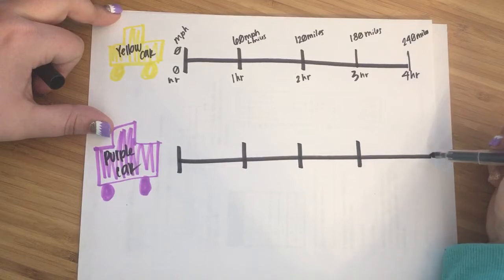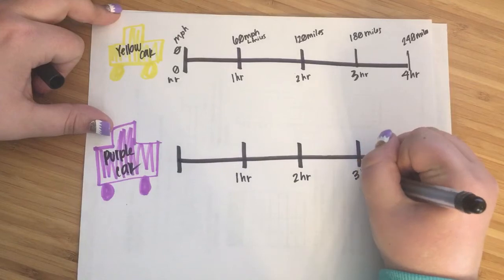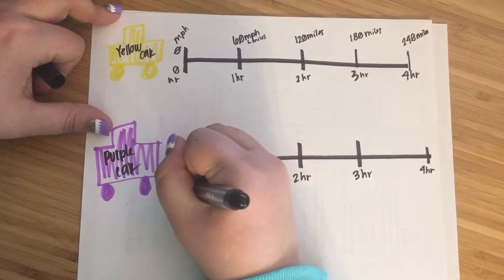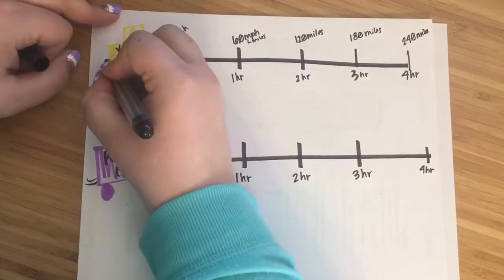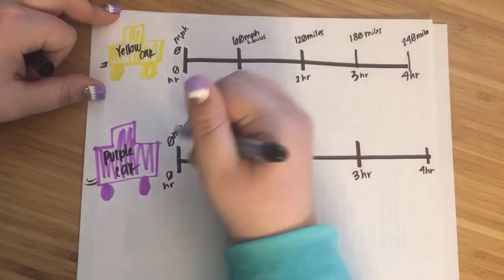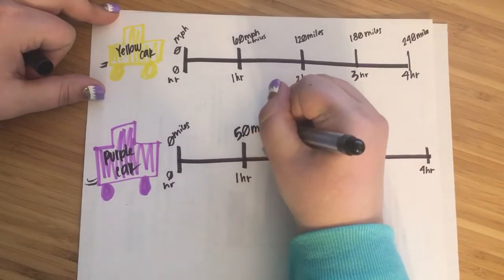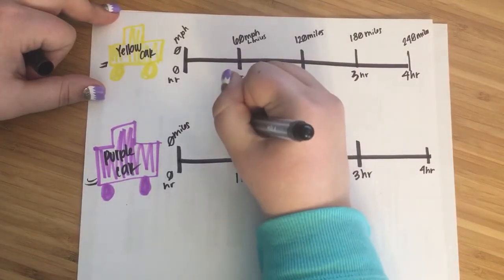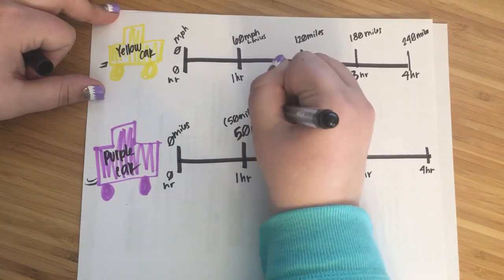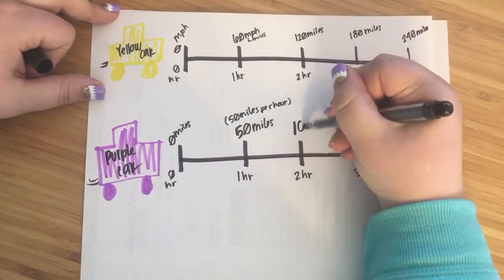So this purple car, like I told you, it's going to go 50 miles per hour. And we're still going to check it at the same points though. So 0 hours, 1 hour, 2 hours, 3 hours, and 4 hours. So after 0 hours, the car has gone 0 miles. It's gone nowhere. Vroom, vroom, but it's at a standstill. After 1 hour, the car will go 50 miles because this car averages 50 miles per hour. After 2 hours, the car will go 100 miles because it's going 50 miles per hour. Nothing is stopping it. This car can just go.